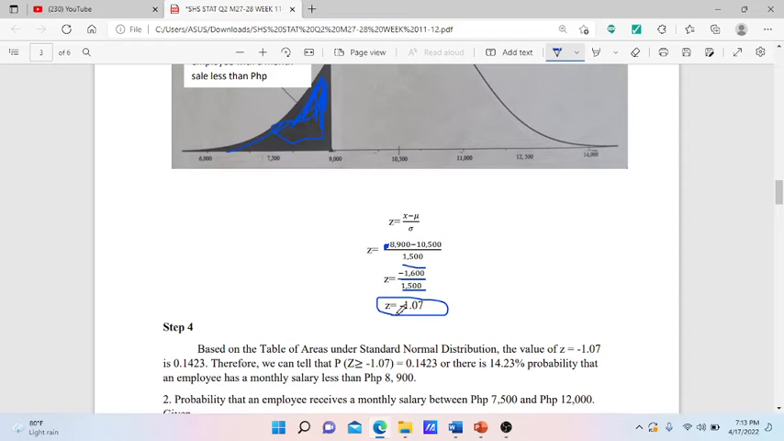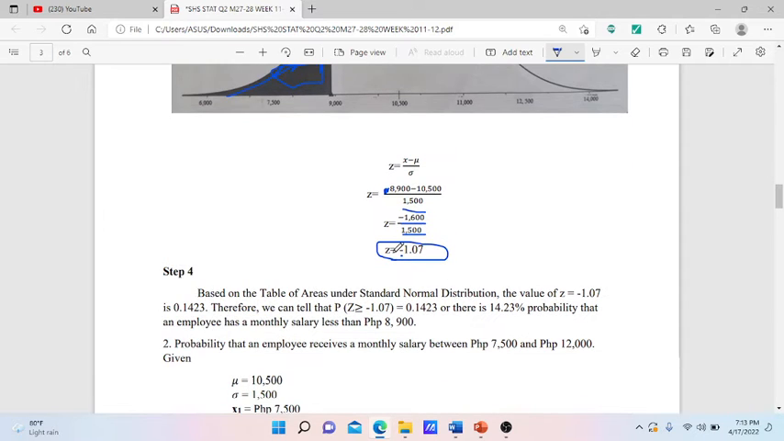Okay, so using the normal distribution area, the table in your module, please locate z equals negative 1.07. Okay, so the area under the z-score negative 1.07 is 14.23%. Or 0.1423 times 100, 14.23%. Okay, so that is the area.